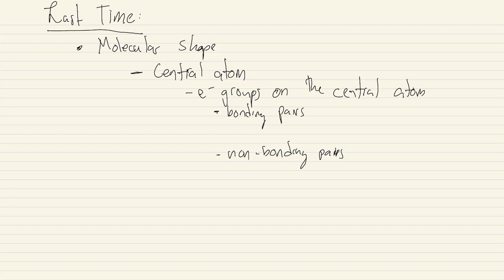And so bonding pairs are what? Or what's a simple way we could describe bonding pairs? Bonds between the atoms, right? So the bonds between the atoms, right? So that's an electron group because there's electron density, or there's electrons in that bond, right? So that counts as an electron group. In a simple way, this is the electrons in bonds to central atom.